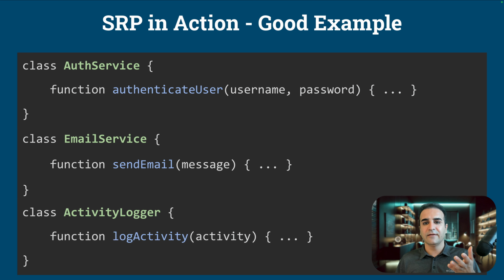By breaking the original user service into these 3 specialized classes, each now has a single responsibility. If we want to change how emails are sent, we only need to modify email service, leaving the other parts untouched and safe from unexpected changes. This is SRP in action, and it makes our code cleaner, more modular, and far easier to maintain.